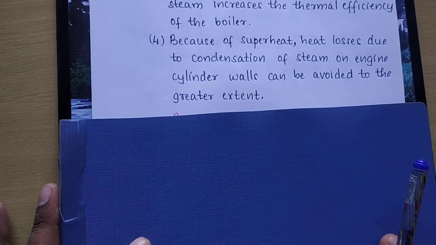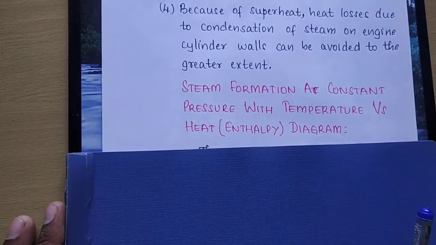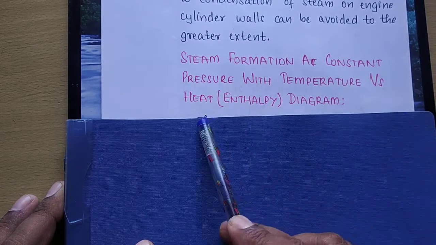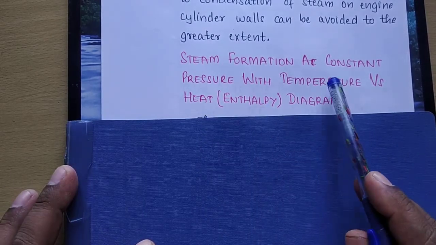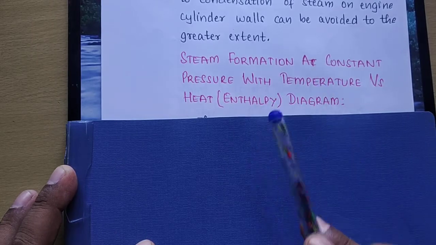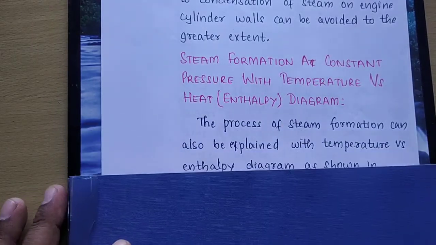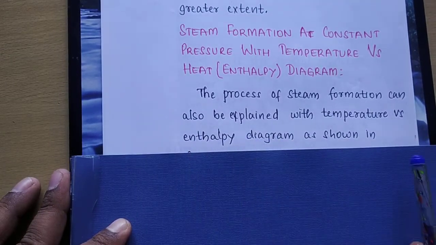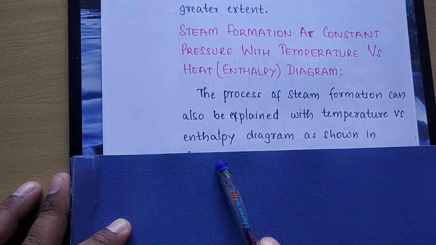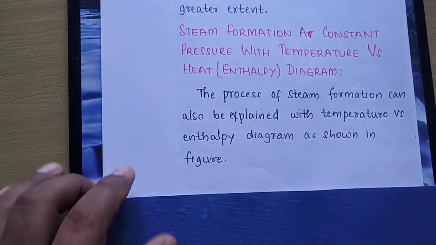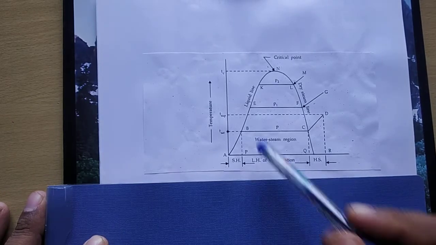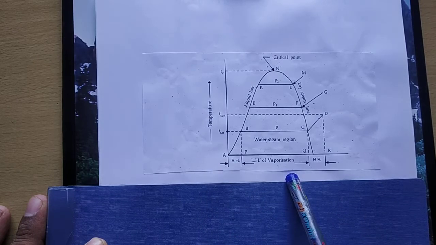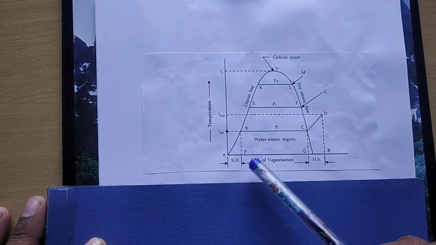Next we will see steam formation at constant pressure with the temperature versus enthalpy diagram. So I am using the TH diagram, temperature enthalpy diagram. The process of steam formation can also be explained with the temperature enthalpy diagram as shown in the figure. Now with this diagram I can explain the formation of steam.